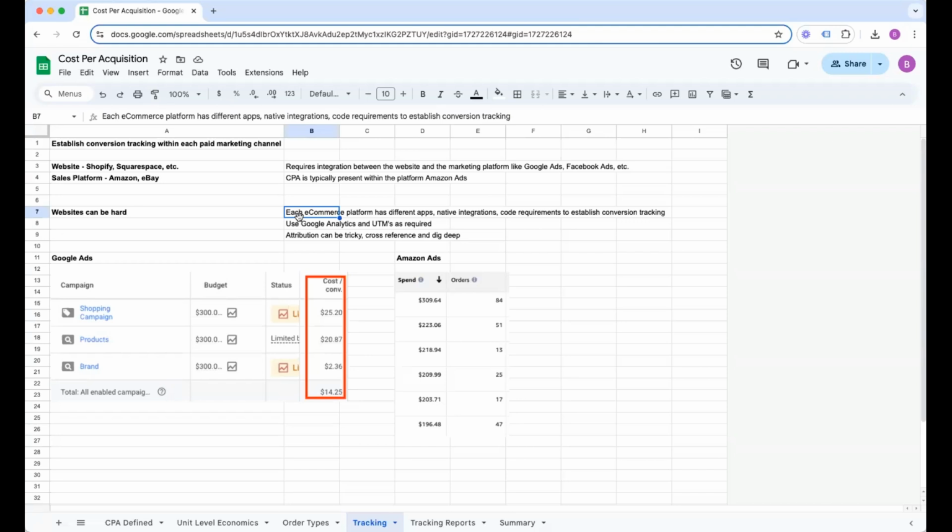It may require some code to be inserted into your header, in your shopping cart or whatever. It kind of just depends. But you got to fight through it. You got to get all that in place.